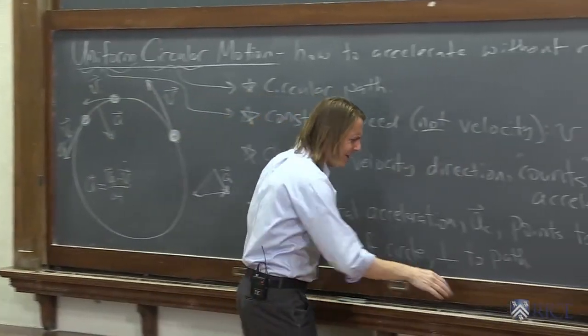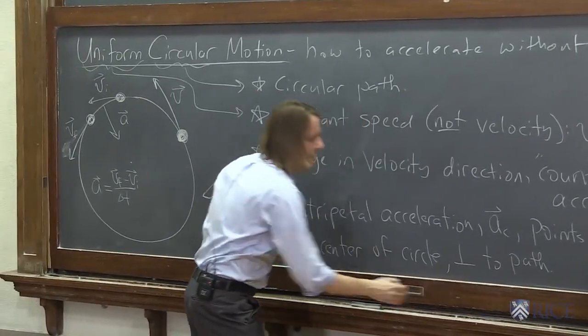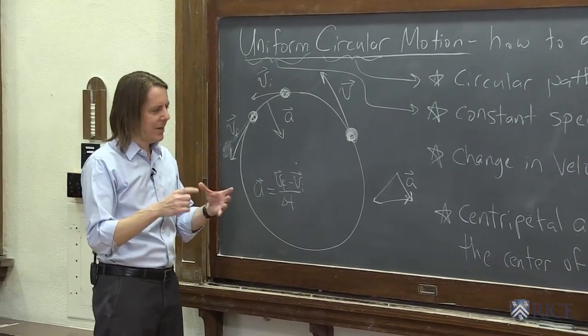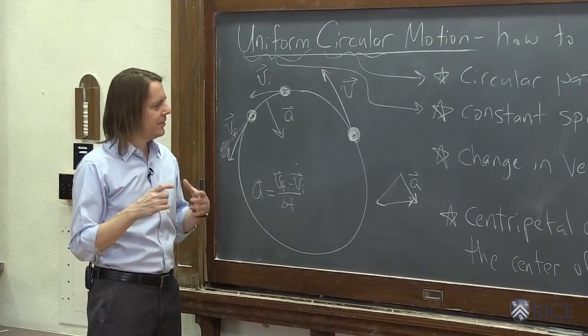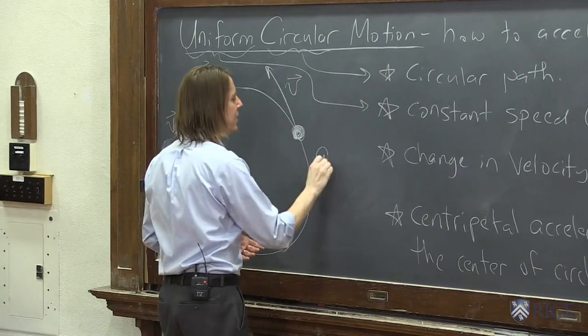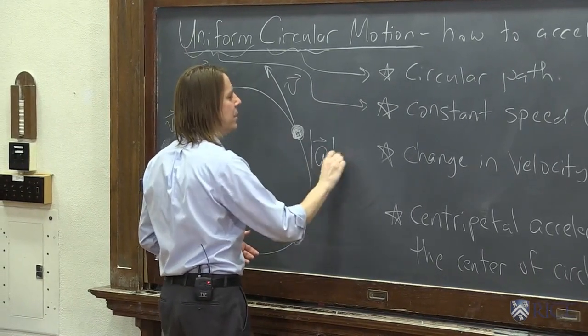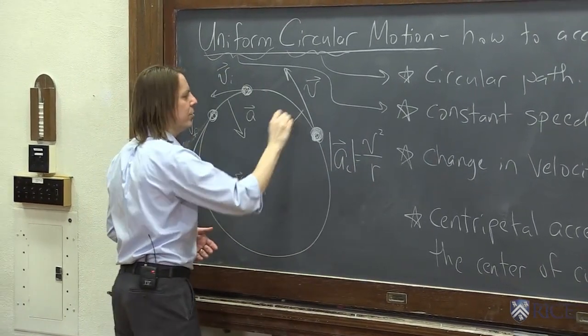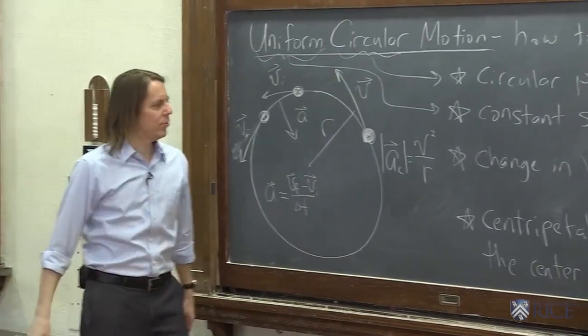I mean, if it's just a change in direction, does it have a value in meters per second squared? The answer is yes, it does. Even though it's not a change in the magnitude, just a change in the direction, it still has a value, and it's equal to this. a_c, the magnitude, is the speed squared over the radius. If we give the circle a radius r, it's v squared over r.